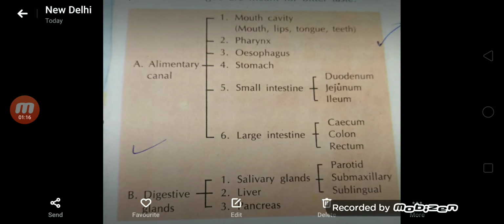The alimentary canal consists of the mouth cavity, that is mouth, lips, tongue, teeth. Next is the pharynx. Third is the esophagus. Fourth is the stomach. The small intestine has three parts: duodenum, jejunum, and ileum. The large intestine: caecum, colon, rectum. Salivary glands: parotid, submaxillary, sublingual, liver, and pancreas.